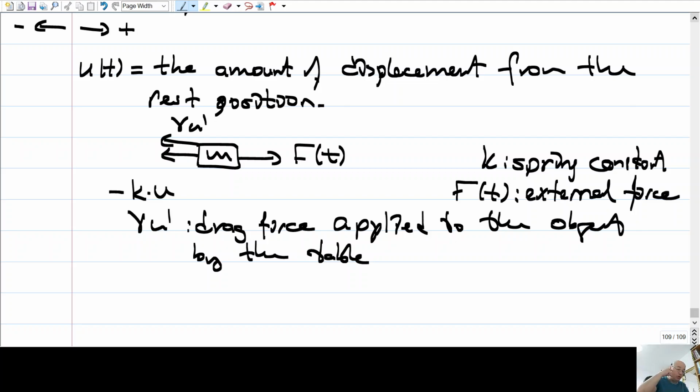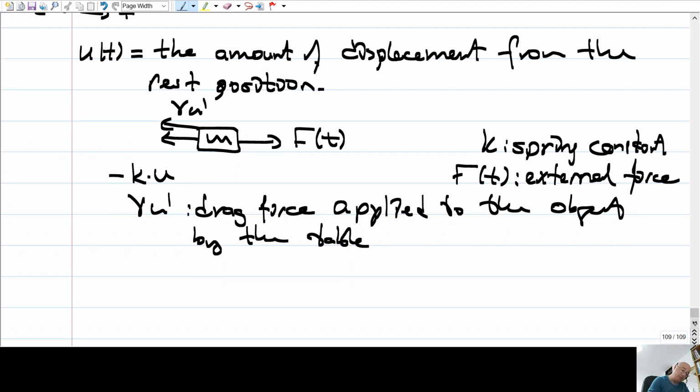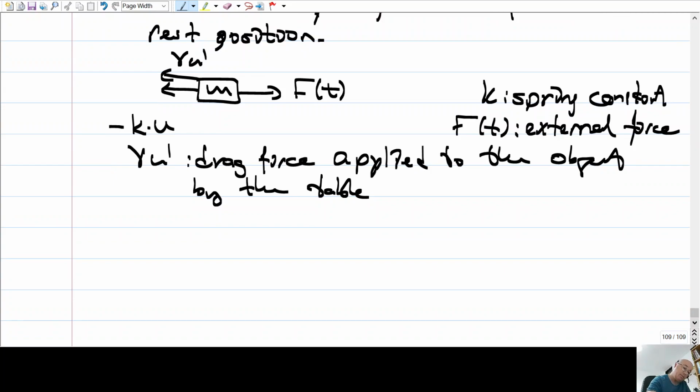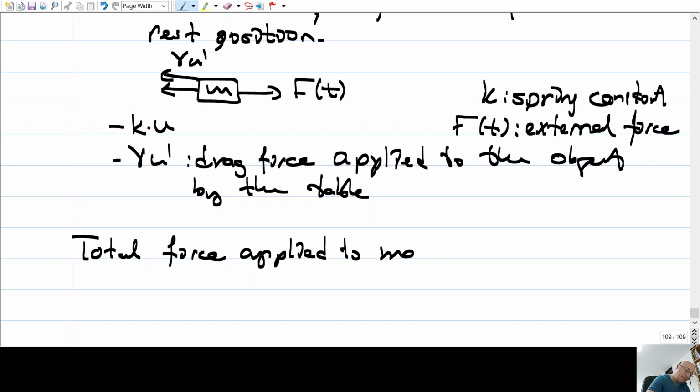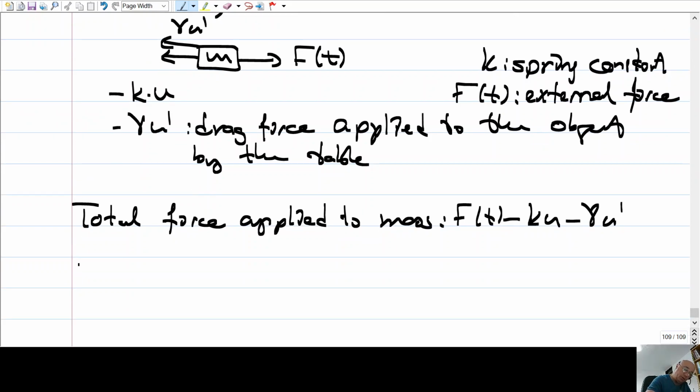So what is the total force then applied to the object? This is also in the negative direction. So if the object is moving this way, then the drag force is in the opposite direction. So that's why we put a minus sign here. So the total force applied to the object, the mass, is F(t) minus ku minus gamma u prime.